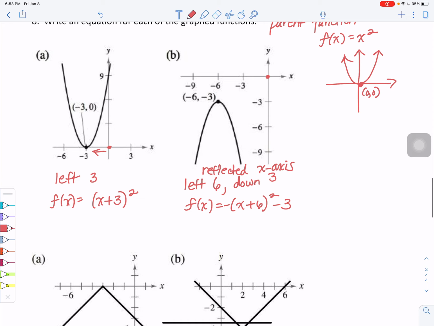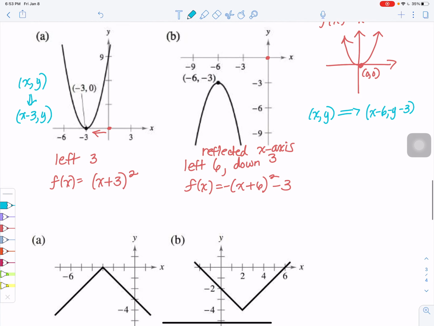And I guess we could go ahead and write on each one of these. We originally had the point x, y on the parent function, and for the x values we subtracted 6, and the y values we subtracted 3. Over here, our x, y on our parent function, I think we also had a negative y here. There we go. In A, if we went left 3, we just subtracted 3 from every x value and left the y alone.